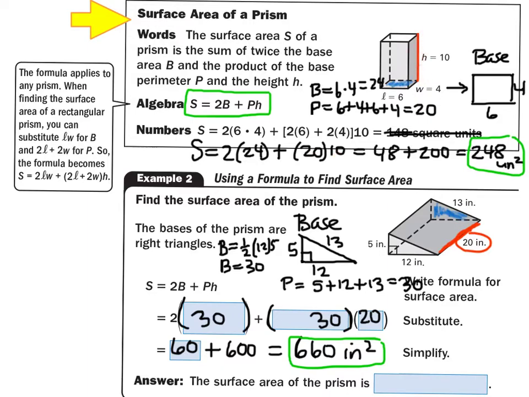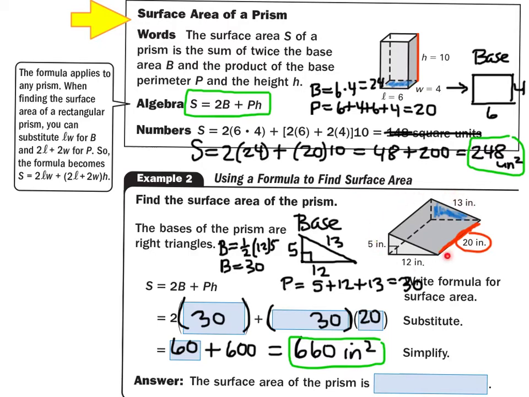The height tells you how far apart the bases are, so that would be 10. And so 2 times 24 is 48, 20 times 10 is 200, add those together, and it would be 248 units to the second power. And notice your book made a mistake, so cross that out and make sure it's 248. Okay, take a look at example two, using the formula to find surface area.